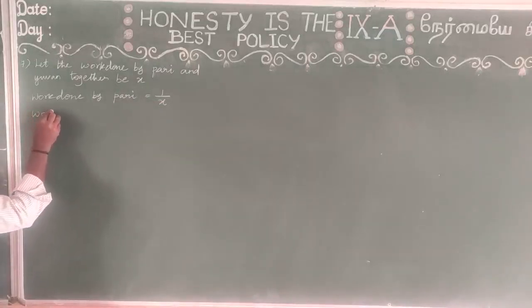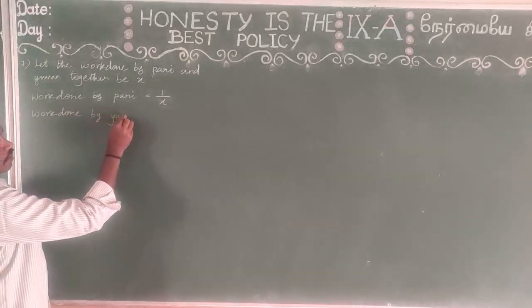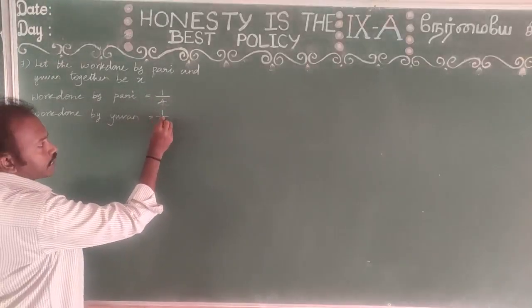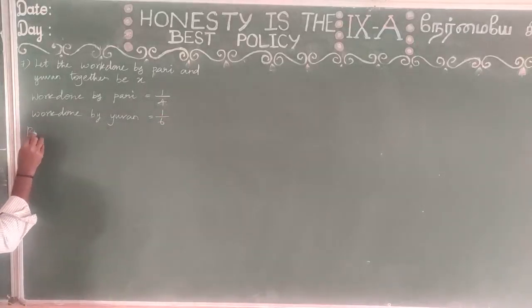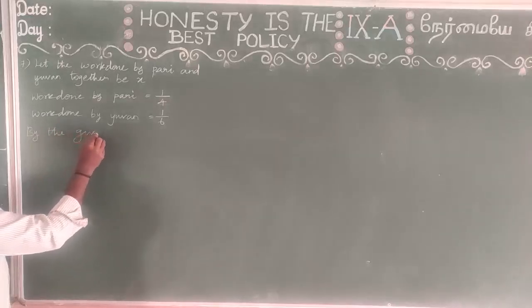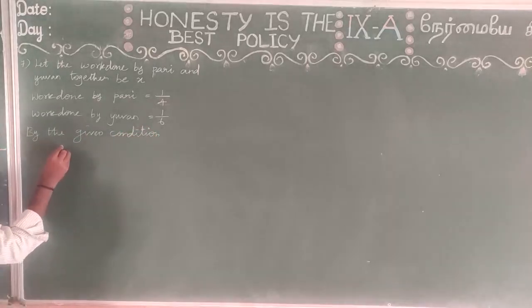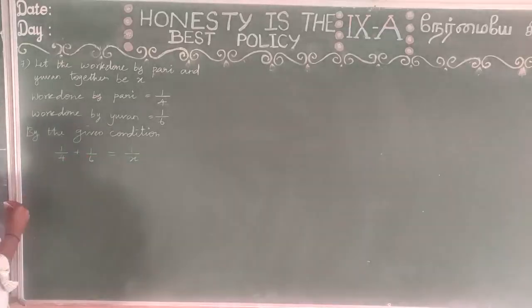Then work done by Yuvan is equal to 1 by 4 hours. Okay, then 1 by 6. Work done by Yuvan is equal to 1 by 6. By the given condition, 1 by 4 plus 1 by 6. So work done by Pari plus work done by Yuvan is equal to 1 by x. That is the given condition. Here we use cross multiplication or LCM, because we have unlike denominators.